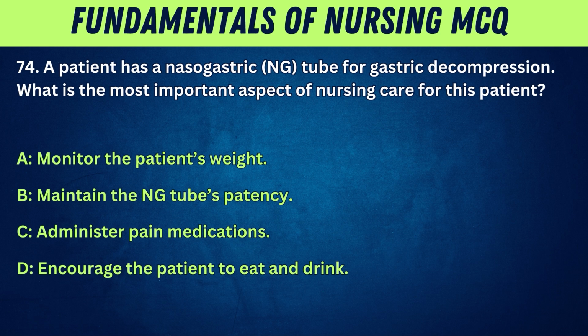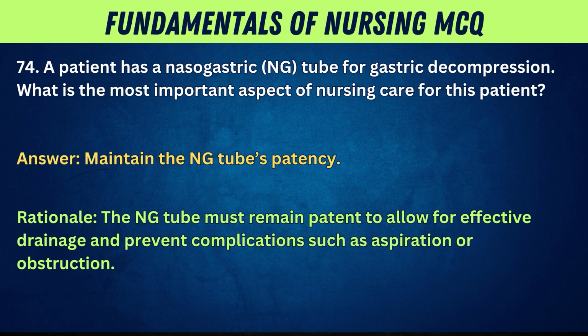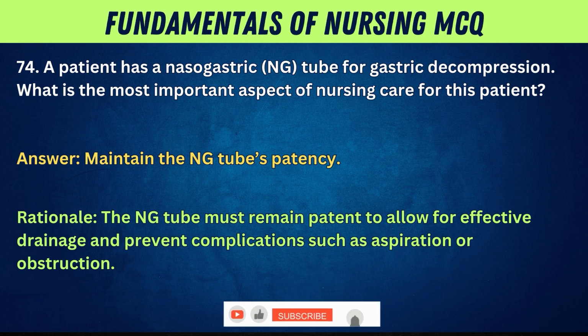74. A patient has a nasogastric NG tube for gastric decompression. What is the most important aspect of nursing care for this patient? A. Monitor the patient's weight. B. Maintain the NG tube's patency. C. Administer pain medications. D. Encourage the patient to eat and drink. Answer. Maintain the NG tube's patency. Rationale. The NG tube must remain patent to allow for effective drainage and prevent complications such as aspiration or obstruction.